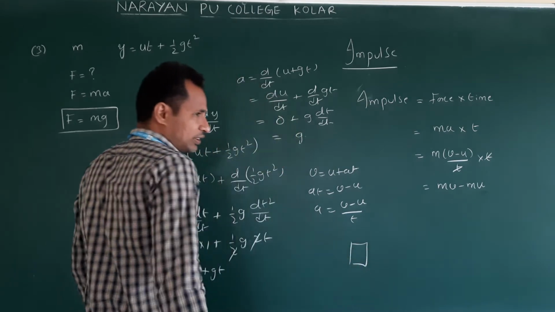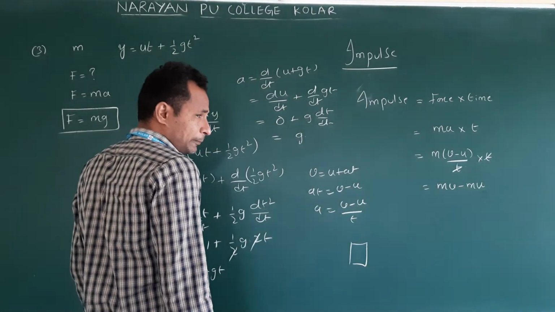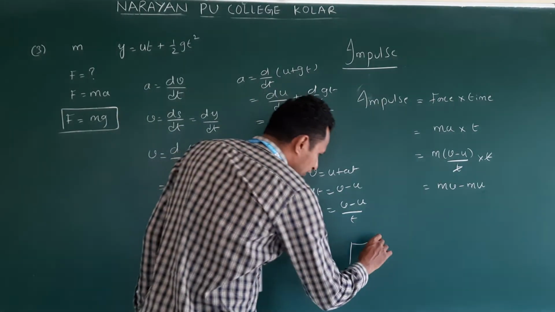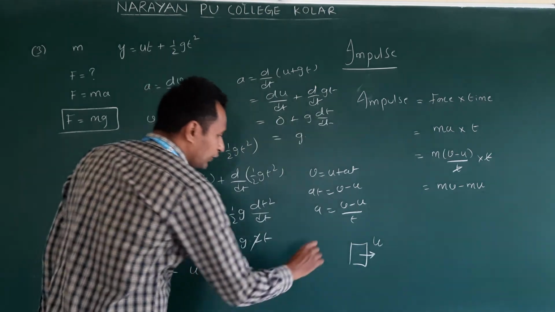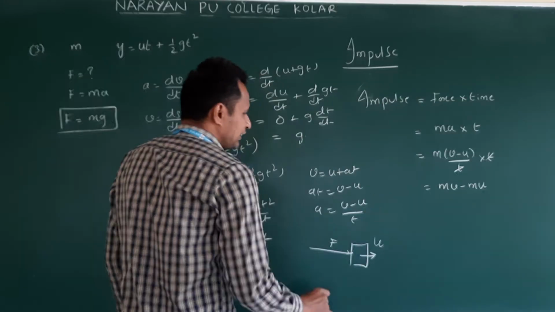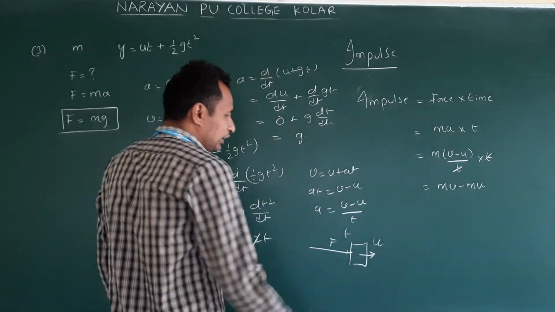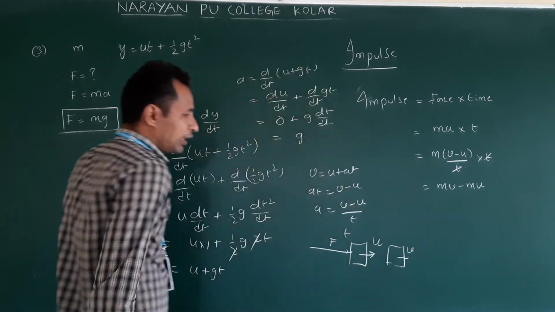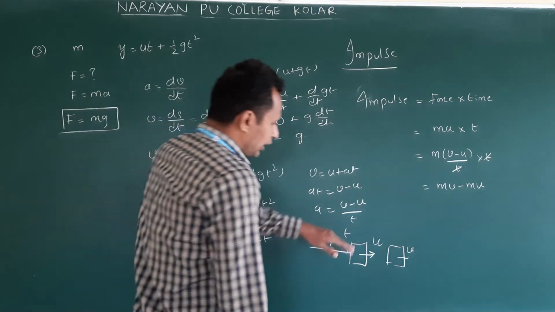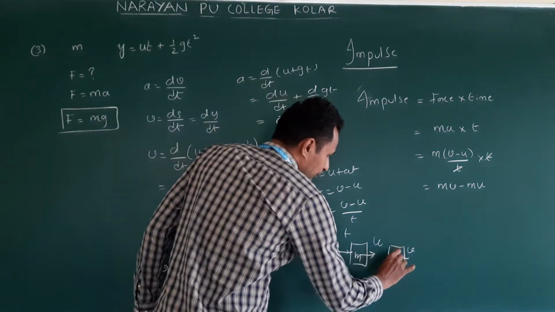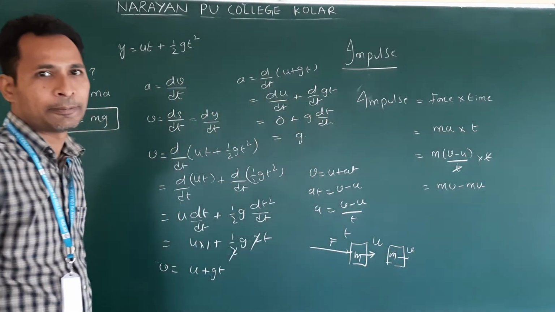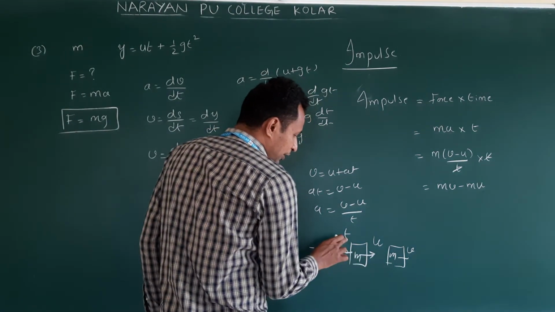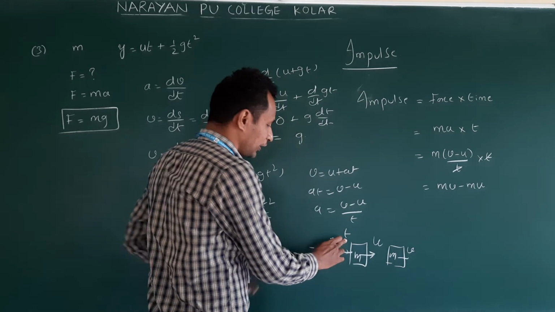This is the object. Clear? It's already in motion, its velocity u. We apply the force in a short interval of time. Then what happens? This velocity changes to v. Am I correct or not? Now the mass remains the same, m and m. Clear? So time is not large, a very short interval of time.